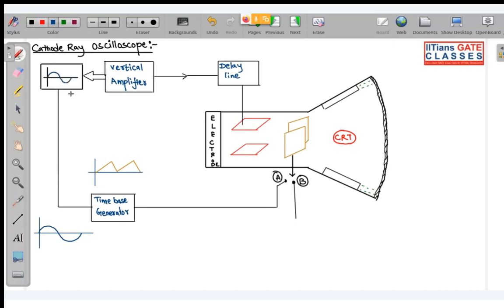Now can anyone tell me what this signal is? Yes, very good, the unknown signal that we have to measure. Look over here. Basically, this signal we are giving to your horizontal plates. So that means this is our unknown signal.